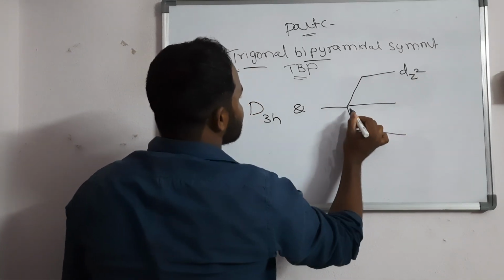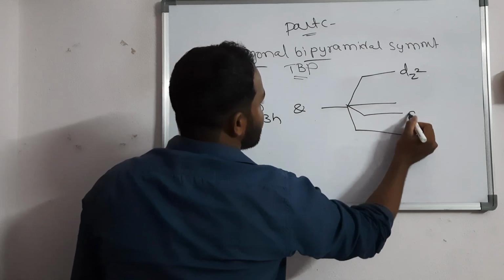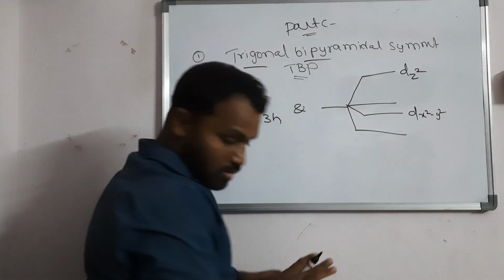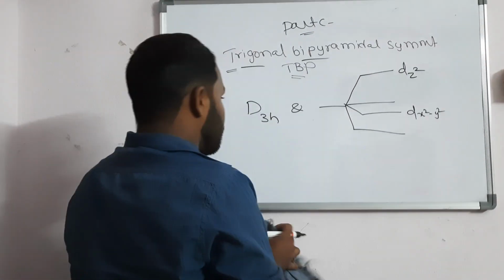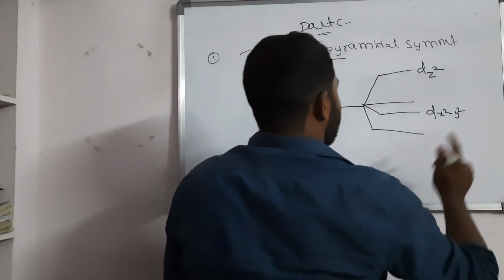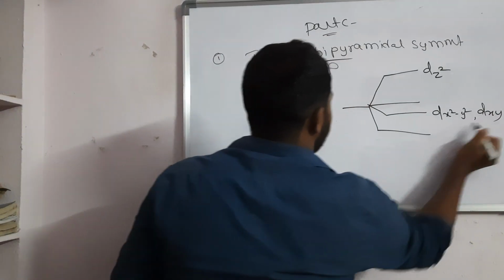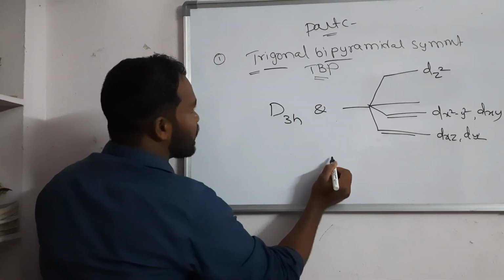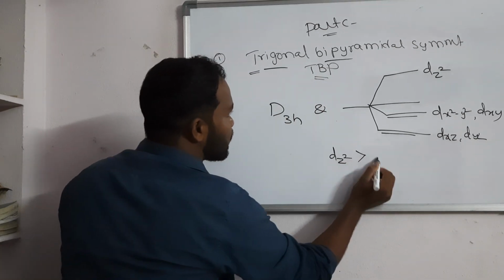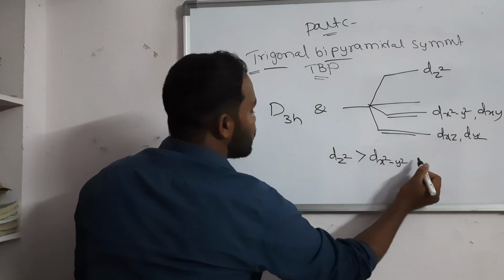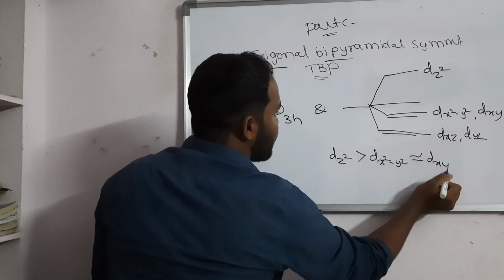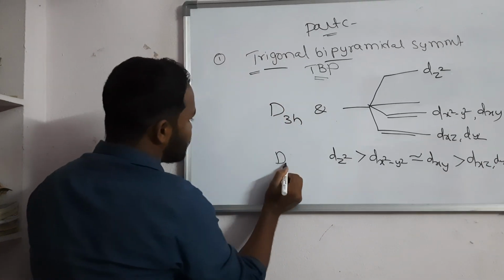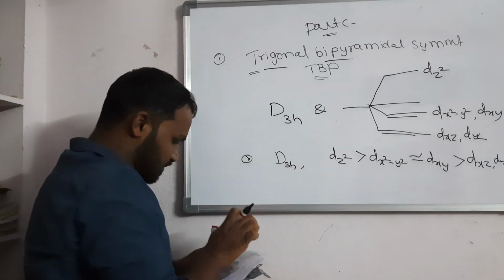dz square is highest energy, and this is dx square minus y square, sorry, dx square minus y square, dxy, then this is dxz and dyz. So now the order is dz square is greater than dx square minus y square, which is equal to dxy, and that is greater than dxz and dyz. This is the D3h they gave. This is the correct answer.